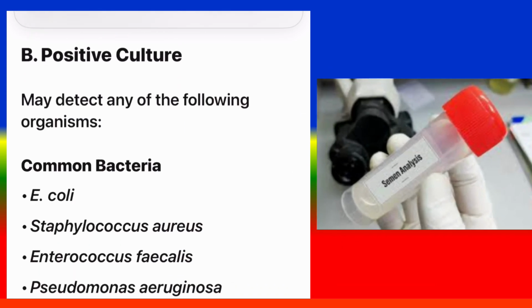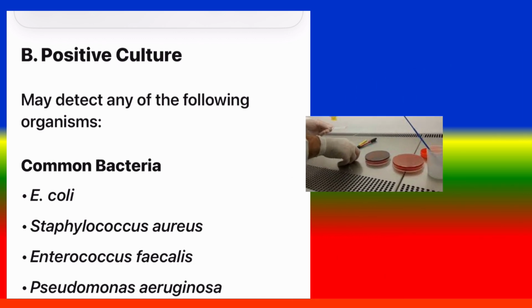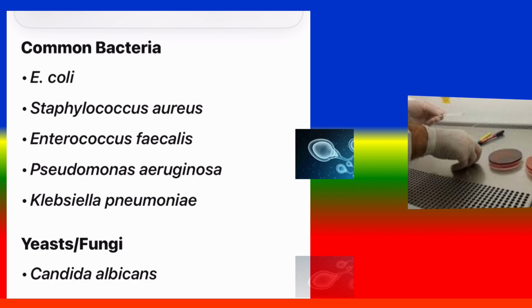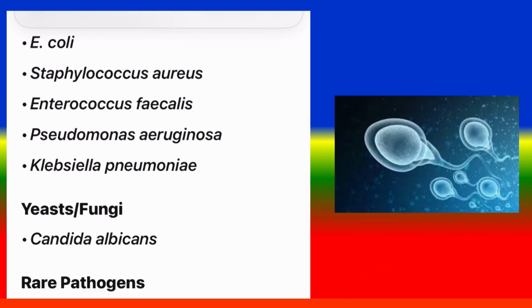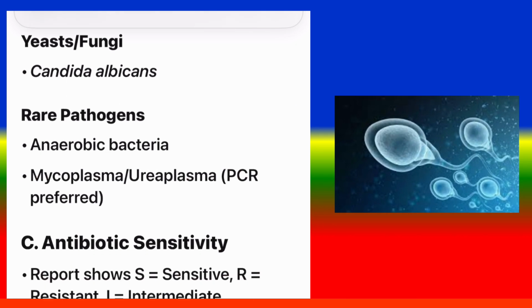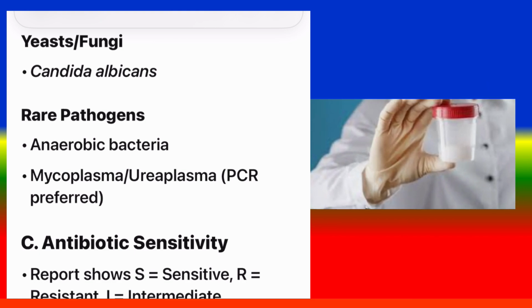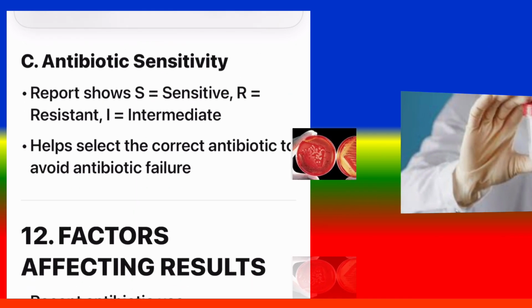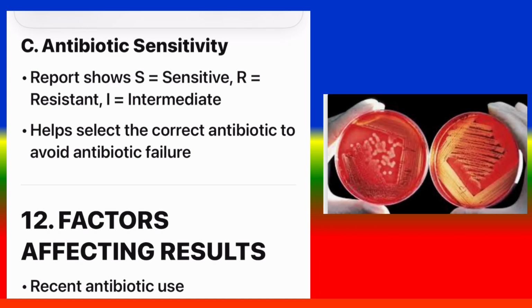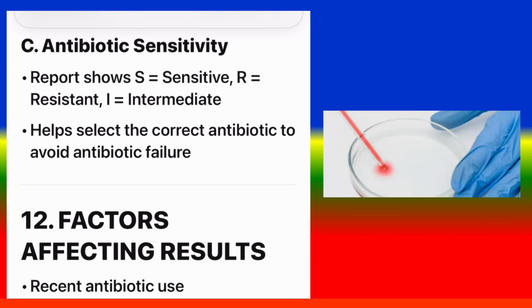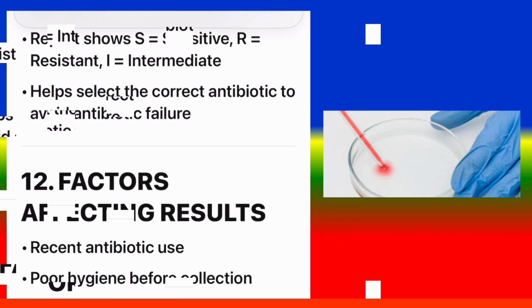B. Positive culture may detect any of the following organisms: common bacteria, E. coli, Staphylococcus aureus, Enterococcus faecalis, Pseudomonas aeruginosa, Klebsiella pneumoniae; yeast fungi, Candida albicans; rare pathogens, anaerobic bacteria, Mycoplasma, Ureaplasma, PCR preferred. C. Antibiotic sensitivity. Report shows S equals sensitive, R equals resistant, I equals intermediate. This helps select the correct antibiotic to avoid antibiotic failure.